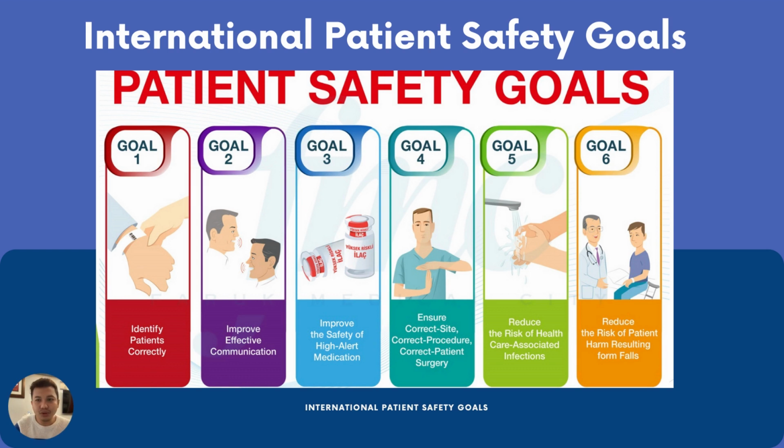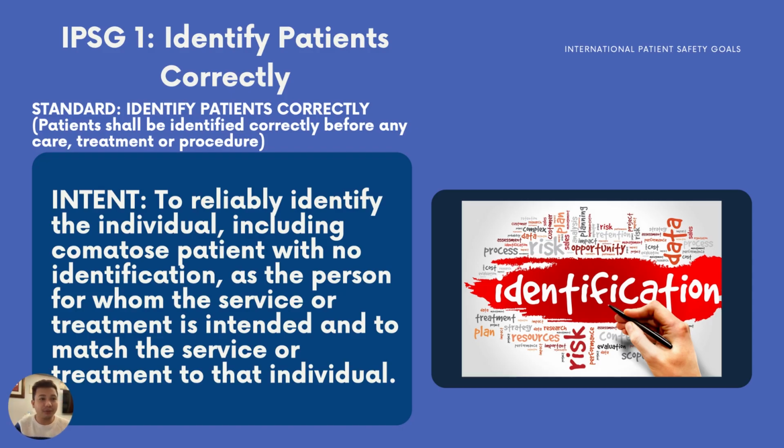So due to time constraints, I will first briefly discuss the first three of our six international patient safety goals. So that would be identify patients correctly. Goal number two, improve effective communication. And goal number three is to improve the safety of high alert medication. So let's talk first about identify patients correctly.